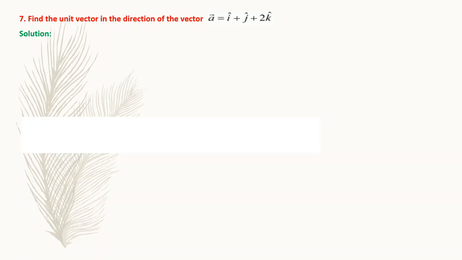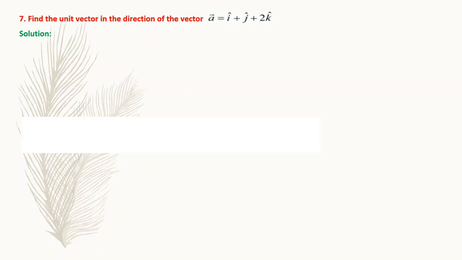Please note the question clearly first. Whatever question you are going to solve, you must first be very clear about what they are asking, and based on that you make a move. So make it a habit of reading the question first. Find the unit vector in the direction of the vector a. They have given a particular vector, that is i + j + 2k. You need to find the unit vector in the same direction. A unit vector means a new vector whose magnitude is 1 and that moves in the same direction.